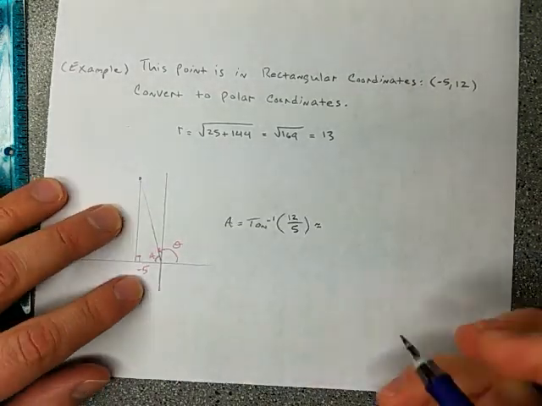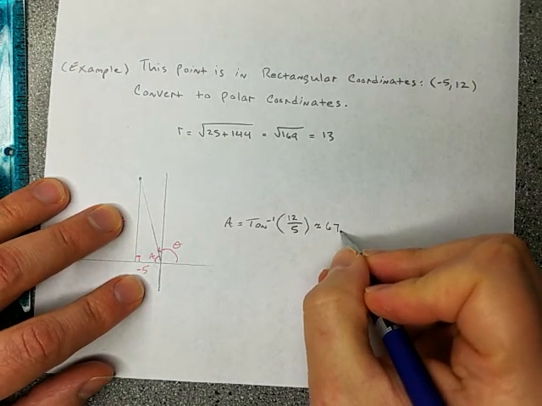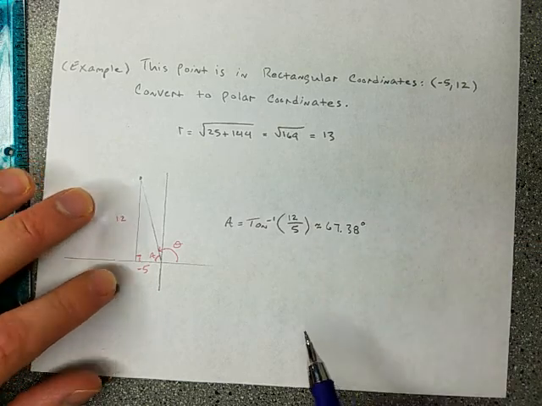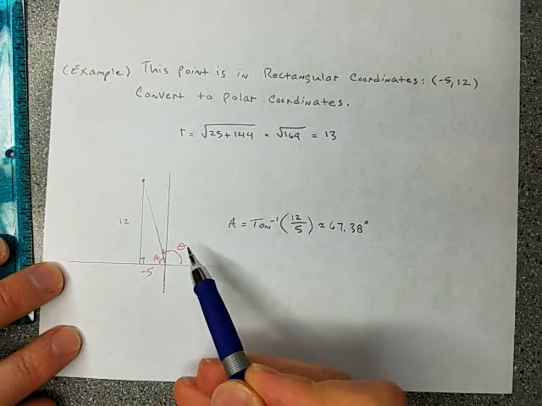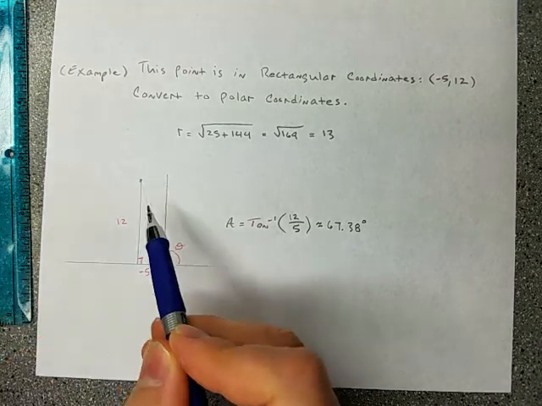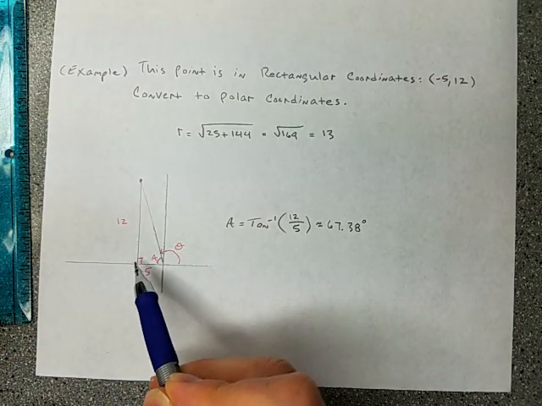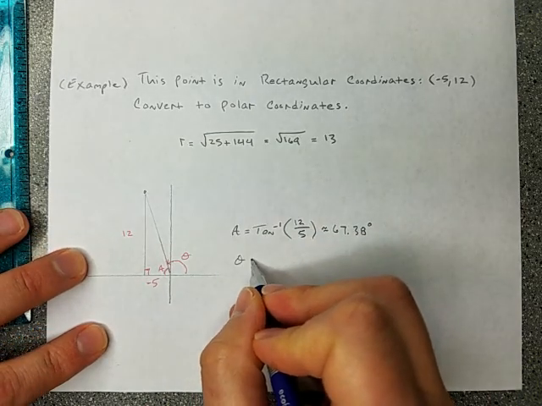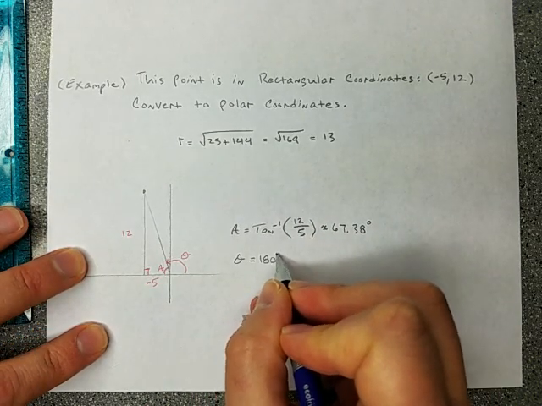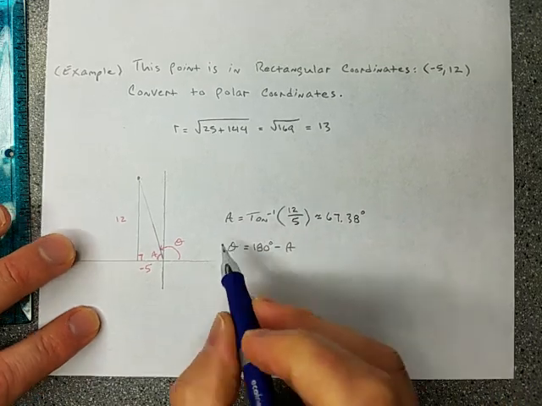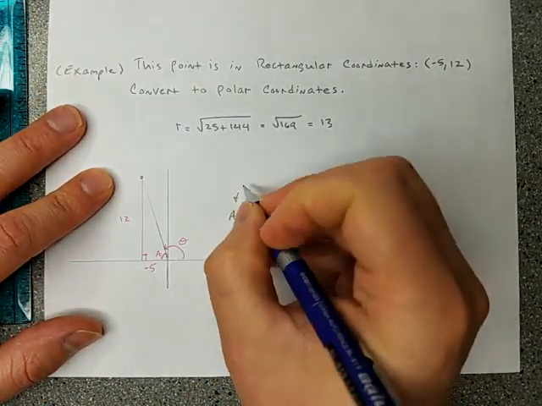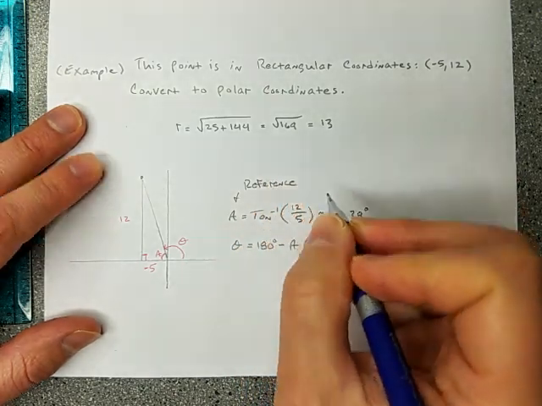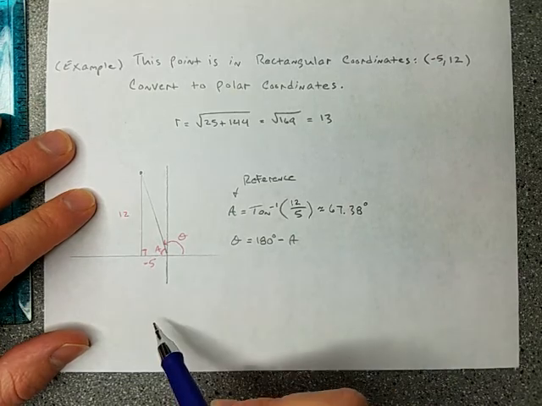.3 degrees or so. So I get about 67.38 degrees. So theta, given that this point is definitely in quadrant 2, is going to be bigger than 90 and less than 180. I can find theta as 180 minus this angle A. This is the reference angle. So before, in that formula that I mentioned, that's what I mean by reference angle.